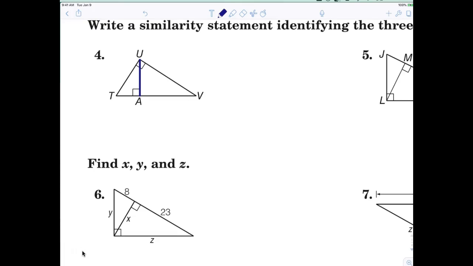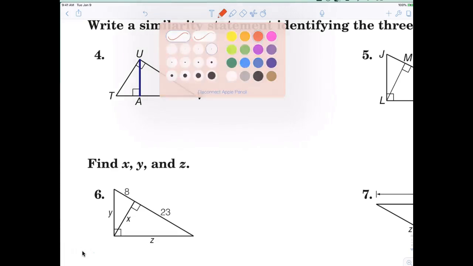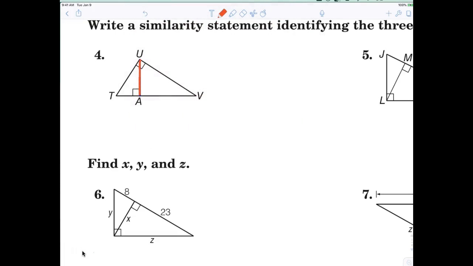Does everybody see I just did that, right? Let me get a different color here. So here is my altitude or my height. Now, what I'm trying to get you to realize is this right here and this right here creates how many right triangles now? We have 3 right triangles. Does everybody agree? And because we have a large one, we have a small one, and we have a what? A medium one.